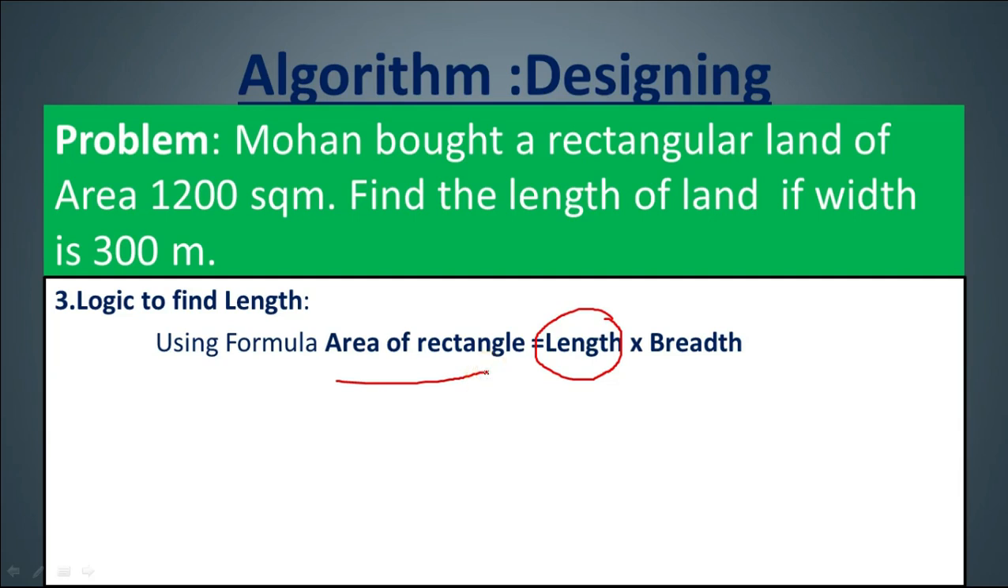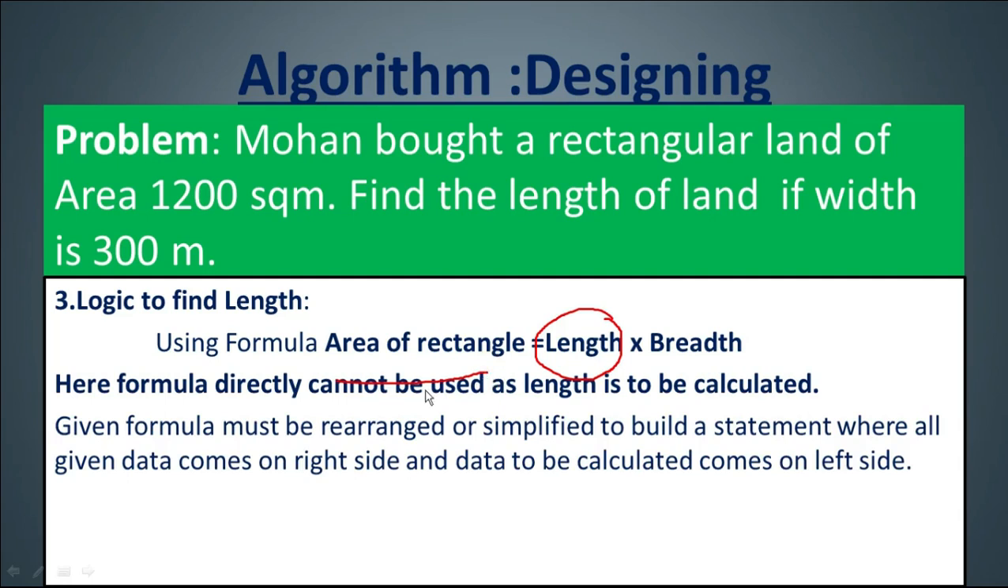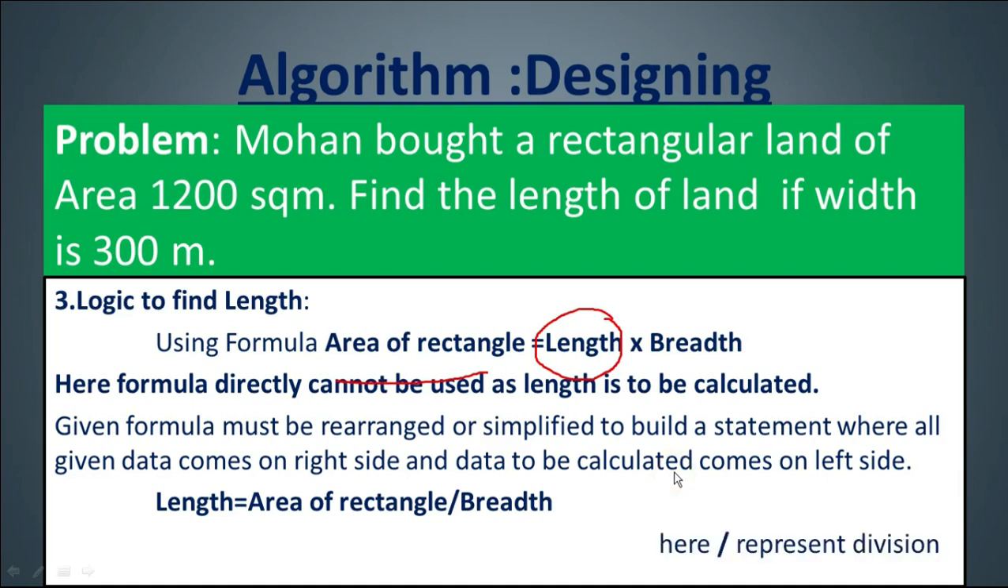Next, the formula. We will be rearranging the formula, and after rearranging, it will look like this: the length equals the area of the rectangle divided by the breadth. Here, this forward slash is common in programming languages to represent division, so we will also use the forward slash for the division symbol. Okay, fine. Now we have length equal to this.